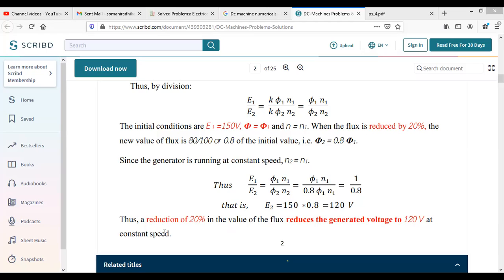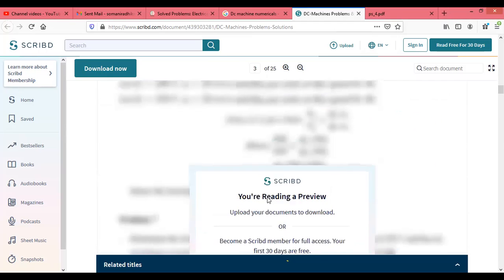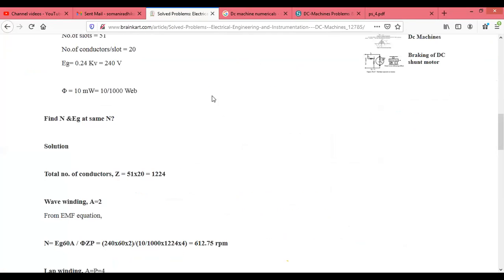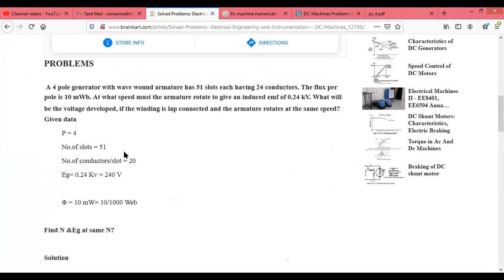Okay, so here I'm sharing another screen. Yes, this screen is visible to you? Is this visible? Yes, ma'am. The pole generator is visible.